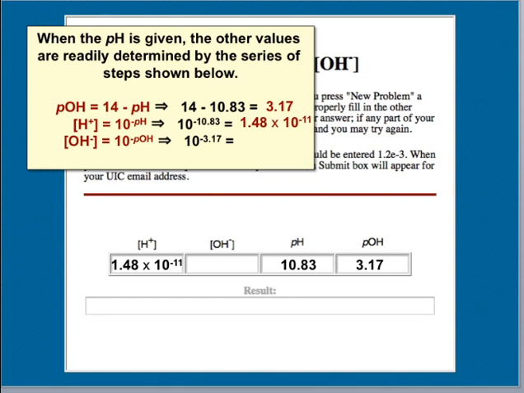Our last one, just like this one, we're looking for hydroxide. We know pOH, 10 to the minus pOH, 6 times 10 to the minus 4.